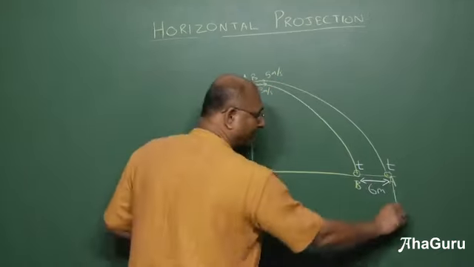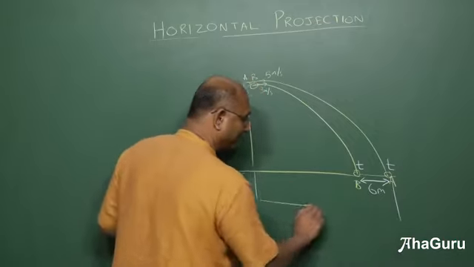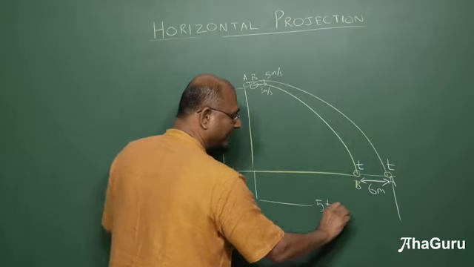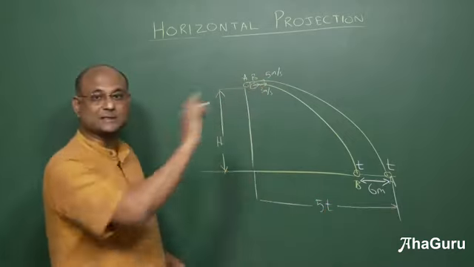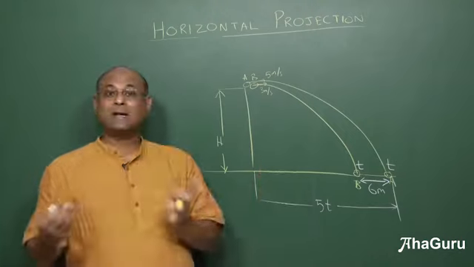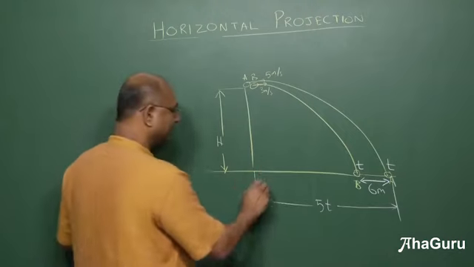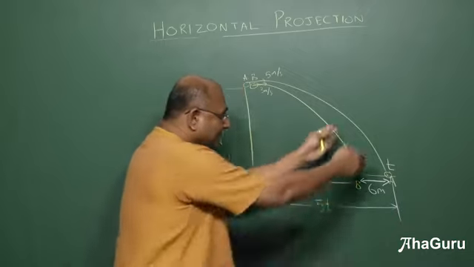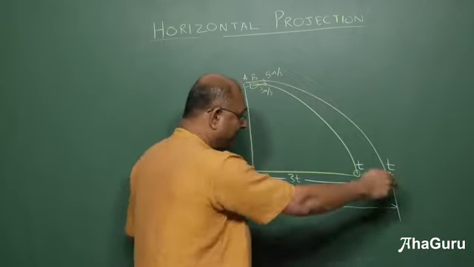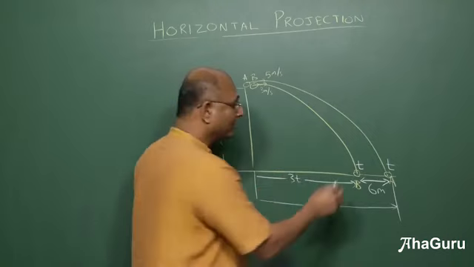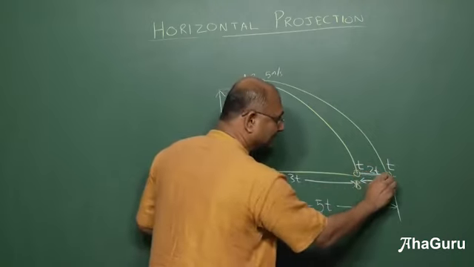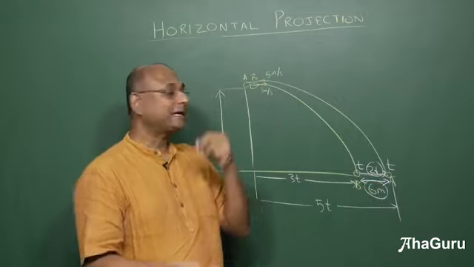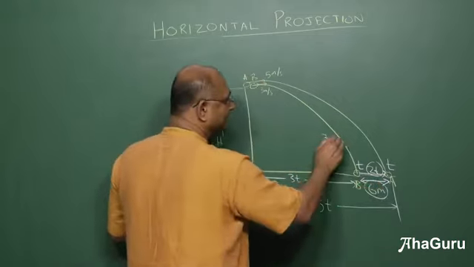So A would have traveled how much? From here to there, how much? 5 into t. A would have traveled 5t meters. And how much distance would B have traveled? 3t, exactly. So it would have traveled 3t meters. So what is this extra? 5t minus 3t is 2t. 2t is this distance. That is 6 meters. So what should t be? 3 seconds. So you know that it must have taken 3 seconds.